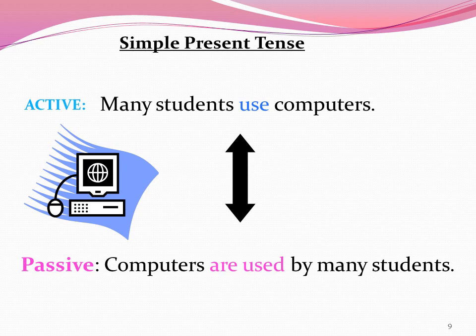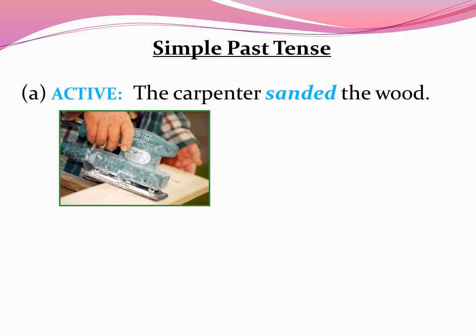To change it into passive, we put the word computers, which is an object, at the beginning. The main verb is changed into verb to be plus the past participle form of the verb, which is are. Since computers is plural, it takes are, followed by the past participle, then by many students, and they convey the same meaning.